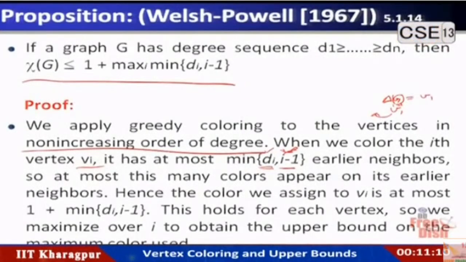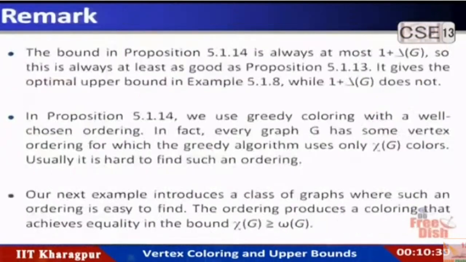So again I am repeating that vertex Vi has at most minimum of di and i minus 1 earlier neighbors. So at most this many colors appear on the neighbors, hence the color we assign to Vi is at most 1 plus minimum of di and i minus 1. This holds for each vertex. So if we maximize over i to obtain the upper bound on the maximum number of colors used, it will be this particular bound that we have already proved.